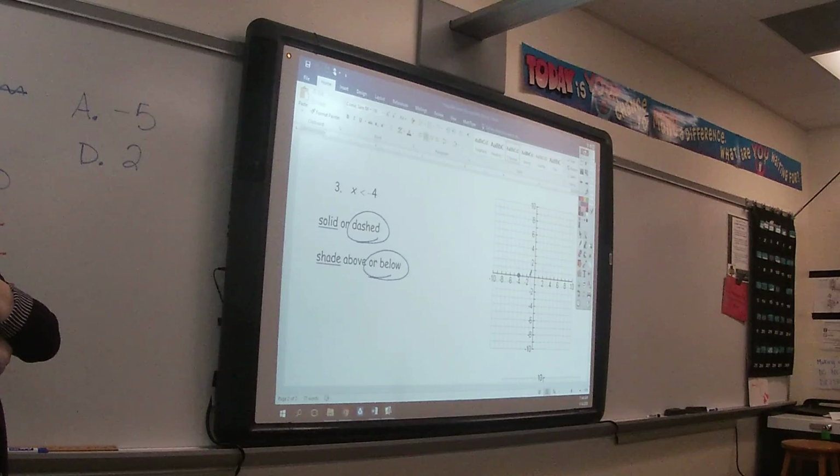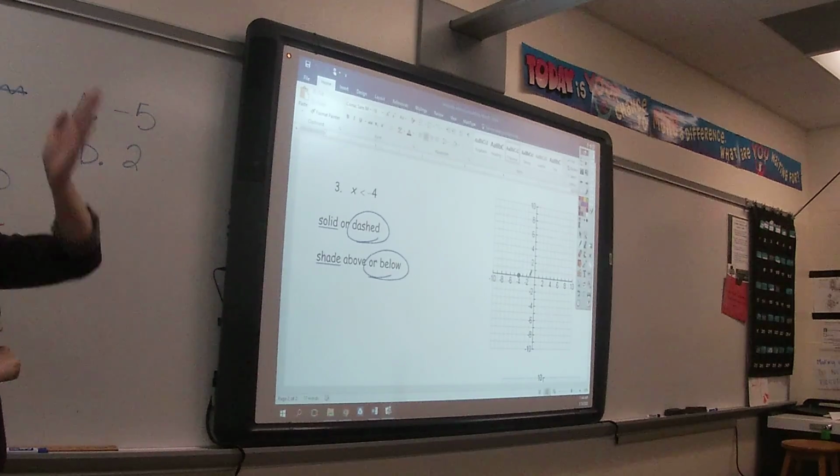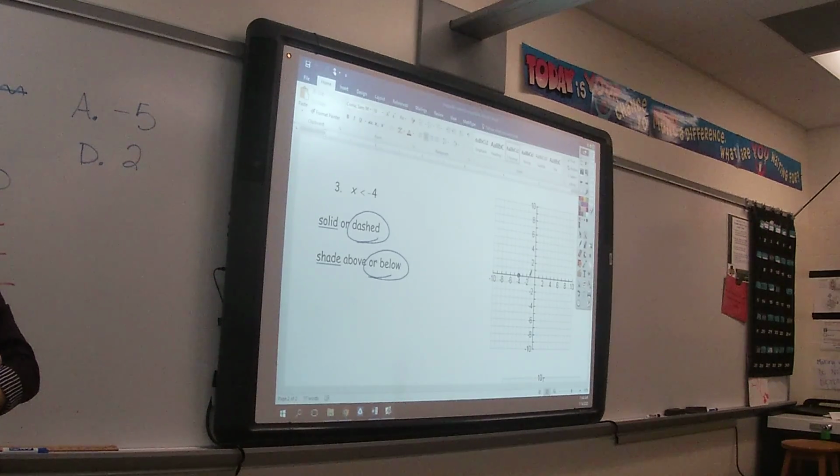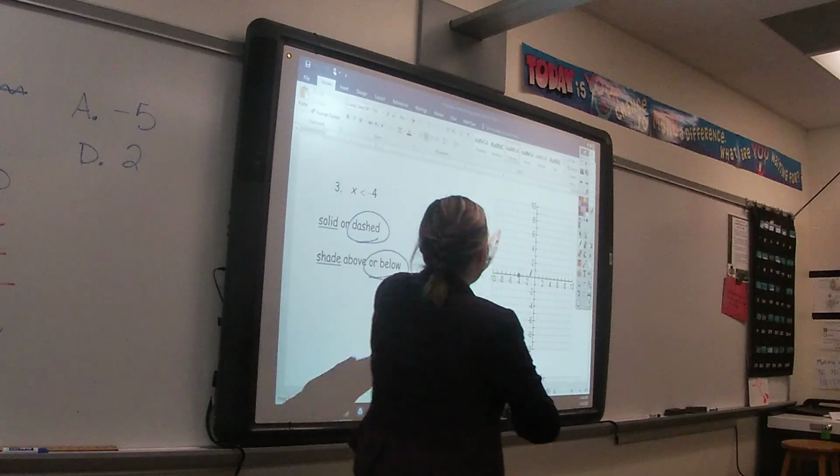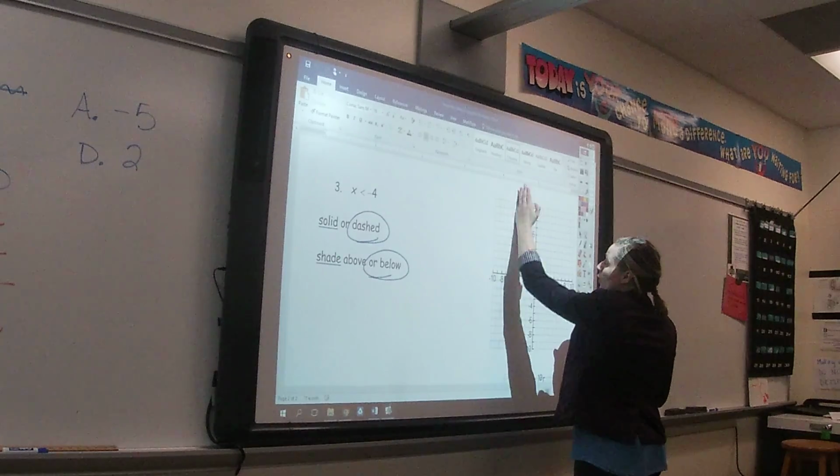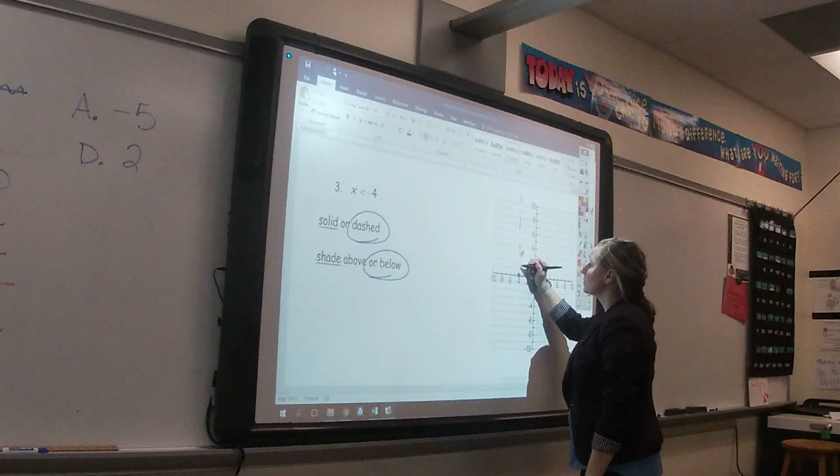No slope. Not no slope. Undefined slope. So you can't graph that. If there's no y-intercept, I can't touch the y-axis. Oh, yeah. So if I can't touch the y-axis, I need a vertical line.